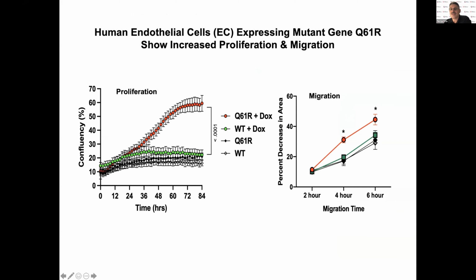On the right, you can see a graph that shows you migration of these cells into a space on the dish. We pull off a small microchamber, and then we can watch and take pictures of the cells migrating into that open space. And you can see again in red here that the cells expressing the mutant gene that we've turned on with doxycycline have a faster rate of migration. And this is often seen with tumor cells or cancer cells, that they migrate a lot faster and invade tissues.